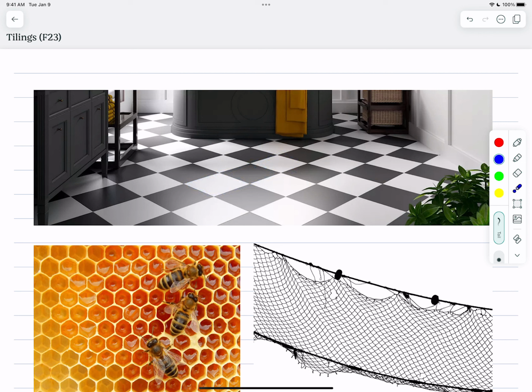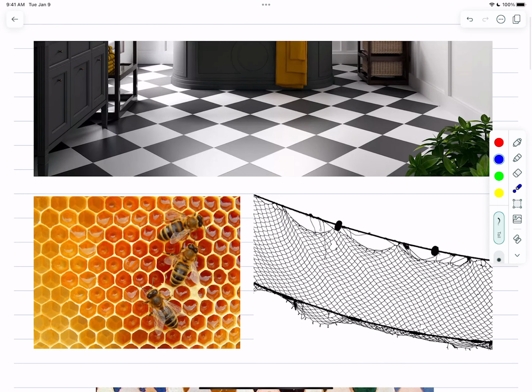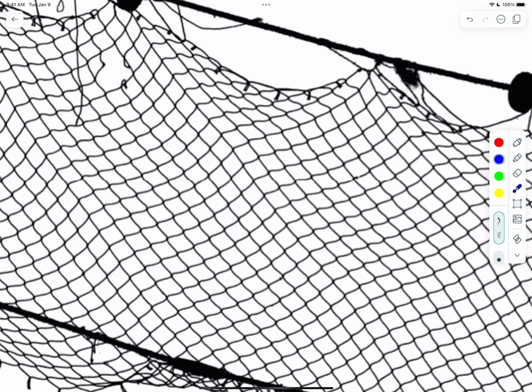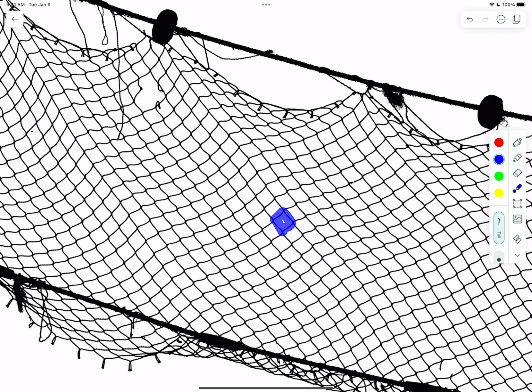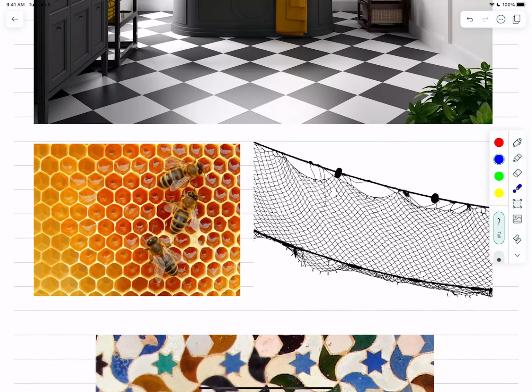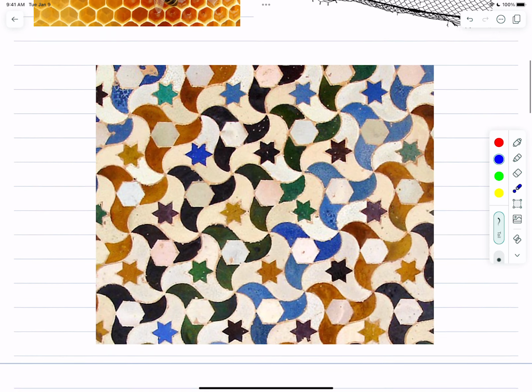There are other examples of tilings in nature in particular. A good example is a honeycomb. These are little hexagons that repeat to cover the whole honeycomb. So it doesn't have to be just squares. And then you can find tilings in strange places like a fishing net, for example. If we zoom in, you can see these little diamonds that repeat. So this is also a tiling. They're quite useful, and they're also used in art a lot.